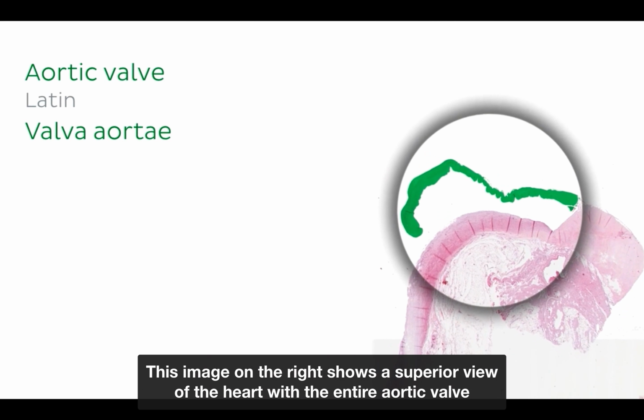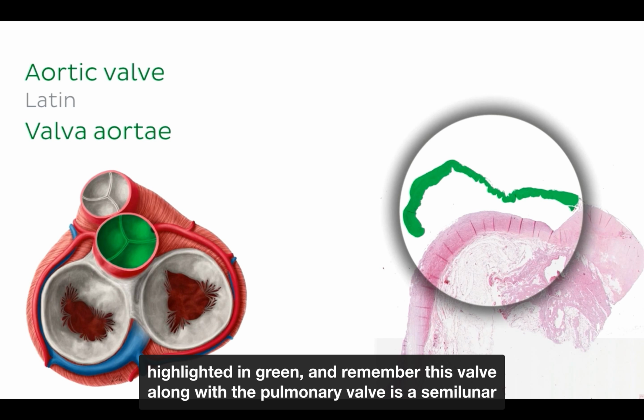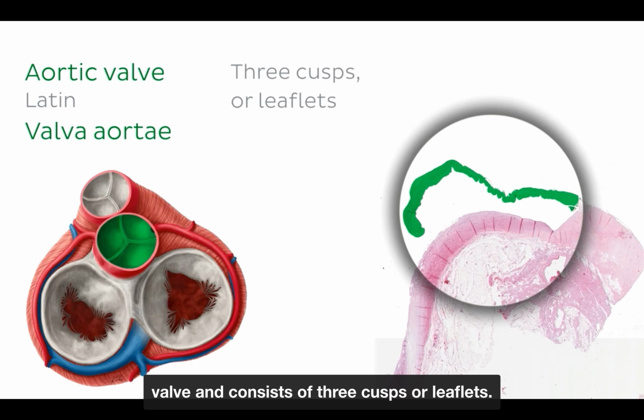This image on the right shows a superior view of the heart with the entire aortic valve highlighted in green, and remember this valve, along with the pulmonary valve, is a semilunar valve and consists of 3 cusps or leaflets.